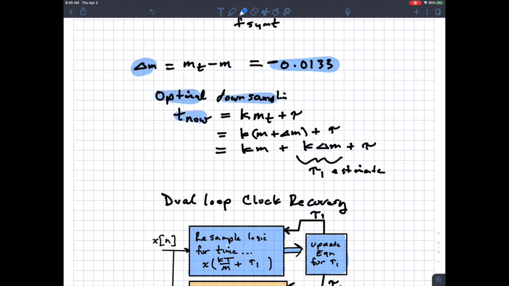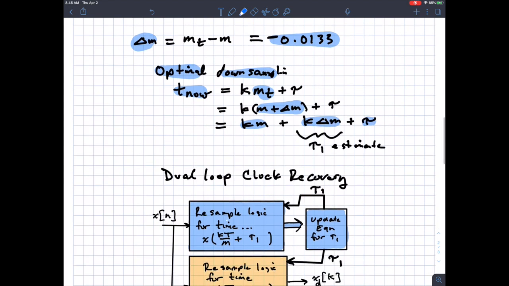One way to think of that is looking at the optimal downsampling time. We're going to sample at time t as we loop through our dual loop clock recovery algorithm. Every k, we're going to get a new downsample time. At the transmitter, the real upsample factor is mt. You can expand mt into m plus delta m, then distribute the k across, and we arrive at this expression.